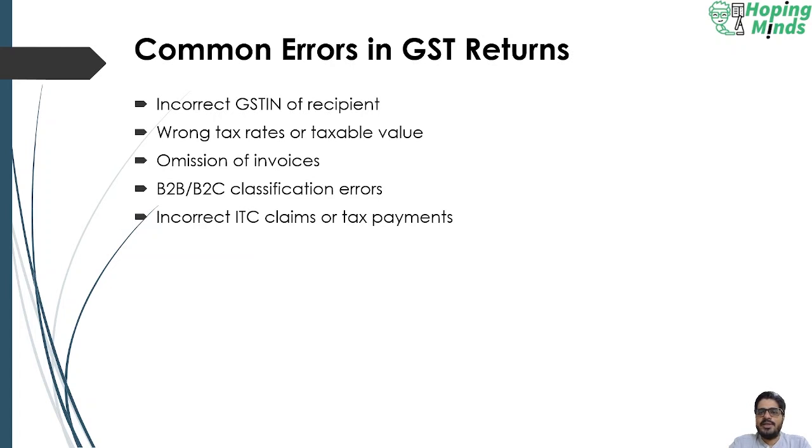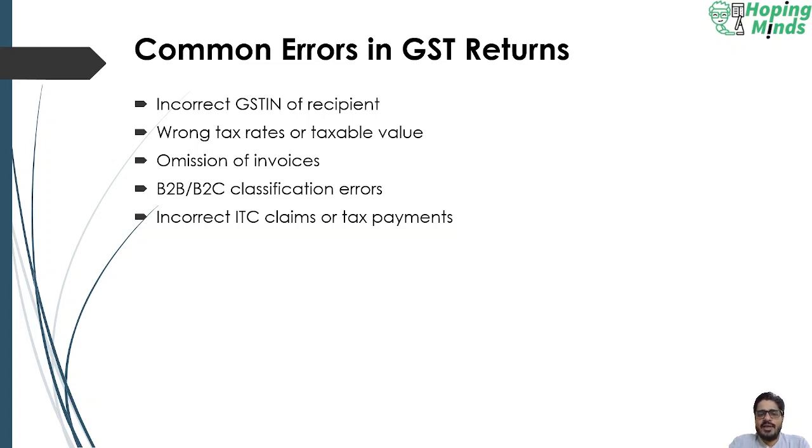So what are the common errors in GST returns? There could be errors like incorrect GSTIN of recipient or wrong tax rates or taxable values entered in GST returns, then misreporting of B2C sales as B2B sales or B2B sales as B2C sales, then omission of invoices or duplication of invoices, then excess or short payment of taxes, or it can be incorrect input tax credit claims or claiming of ineligible or blocked credits, and so on.